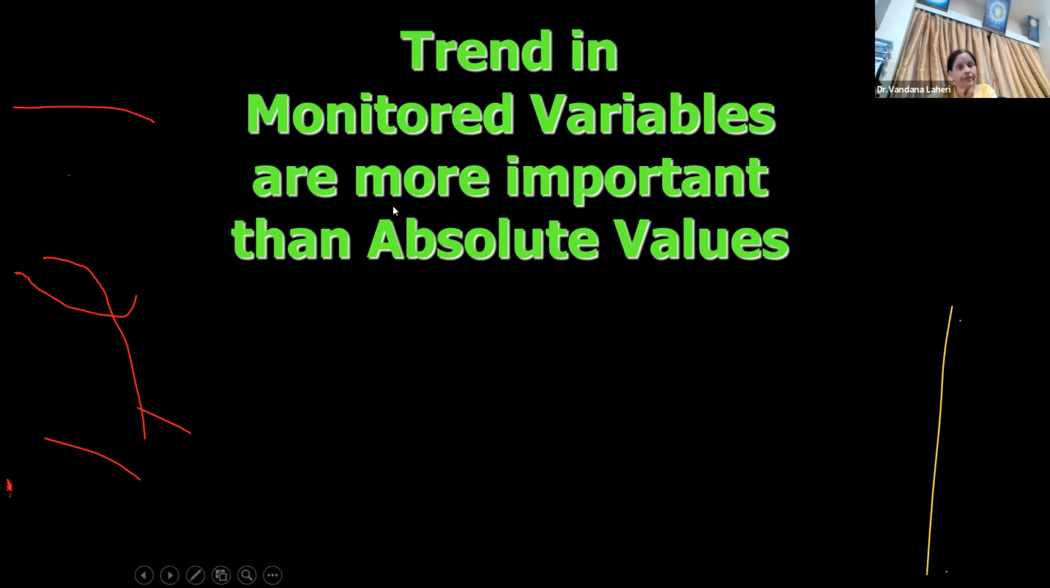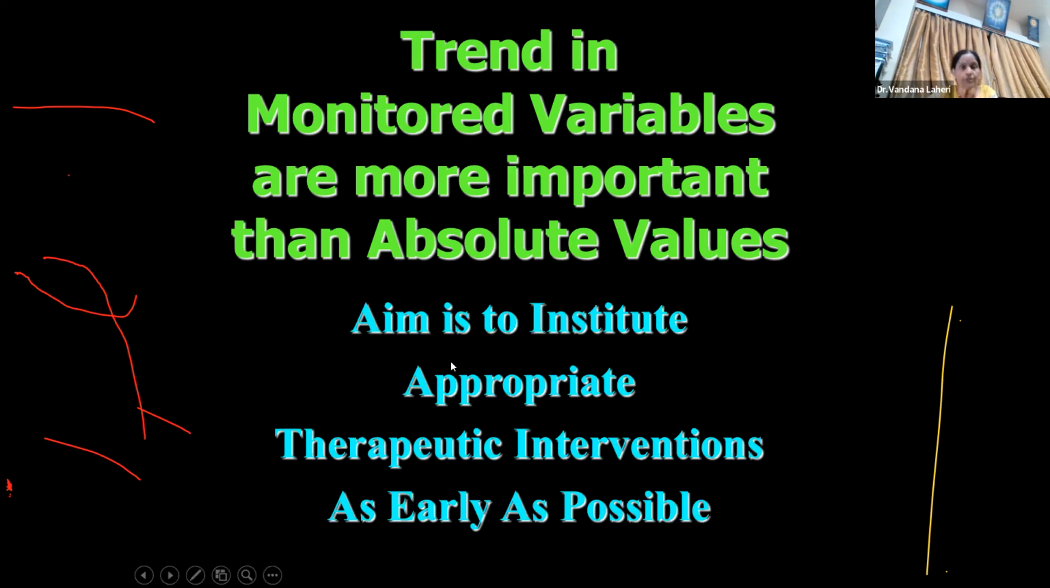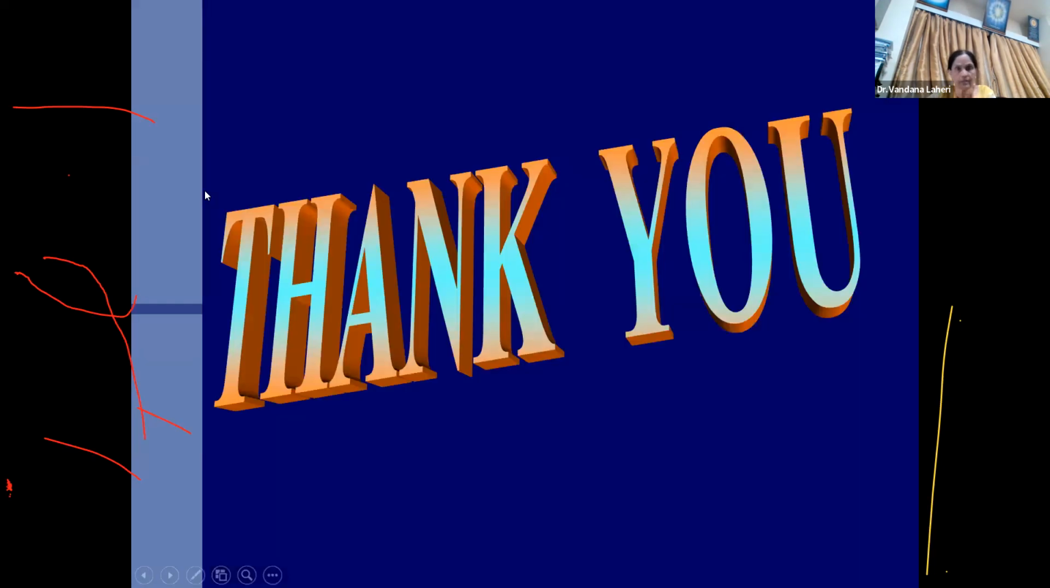So trends in monitored variables are more important than absolute values. This is to be remembered whenever you monitor waveforms and loops. The aim is to institute appropriate therapeutic interventions as early as possible by analyzing the loops and waveforms, but you must know how to analyze them. Thank you. Any questions?